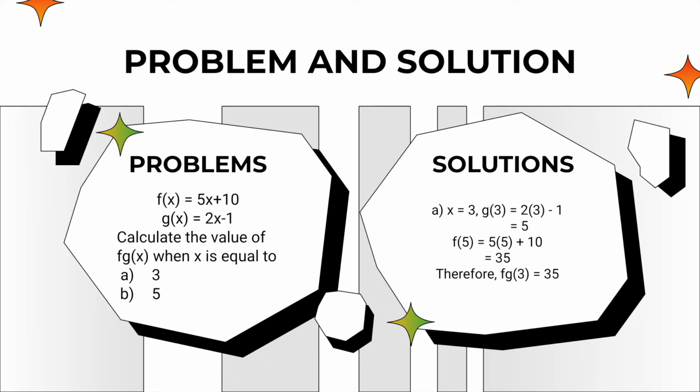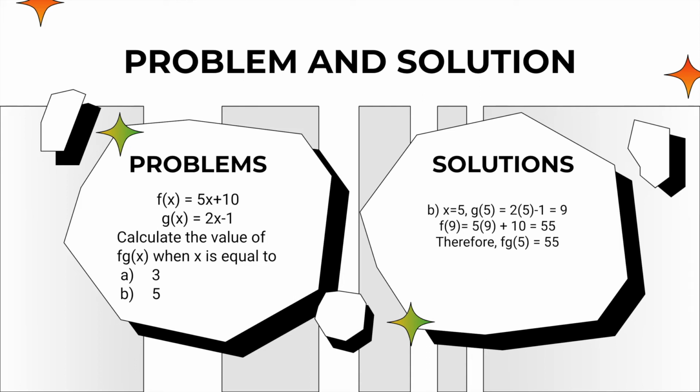And now that value that we get, we input into the f function. So we get f(5) equals 5 times 5 plus 10, which is 35. Therefore, the answer of fg(3) will be equal to 35. For the next one, we do the same thing. x equals 5. We put the value of x, or 5, into the g function and we get g(5) equals 2 times 5 minus 1, which is 9. Now that value we input into the other function, which is the f function.